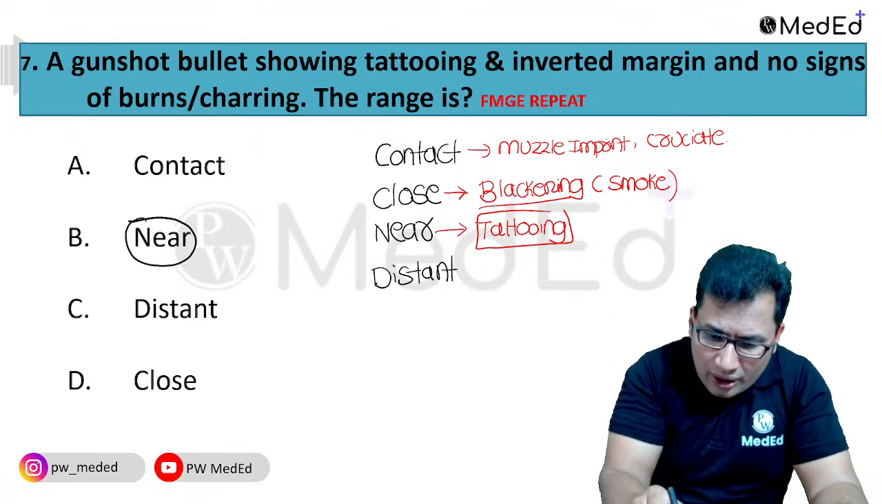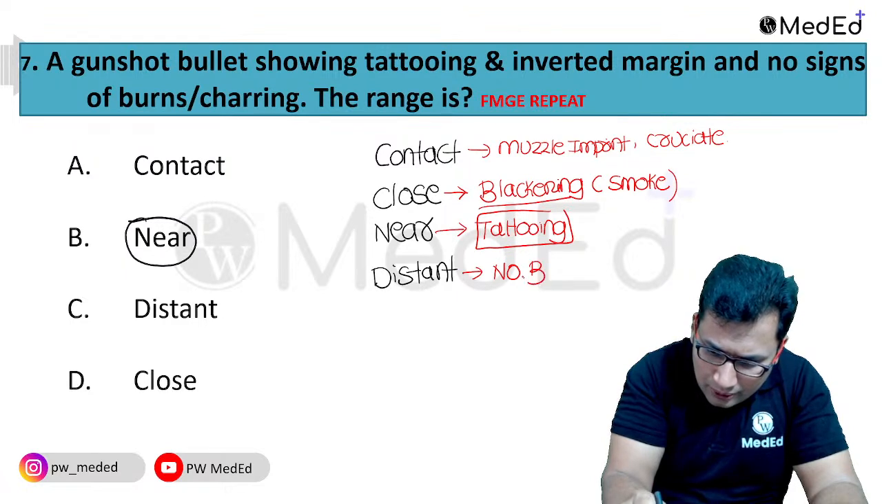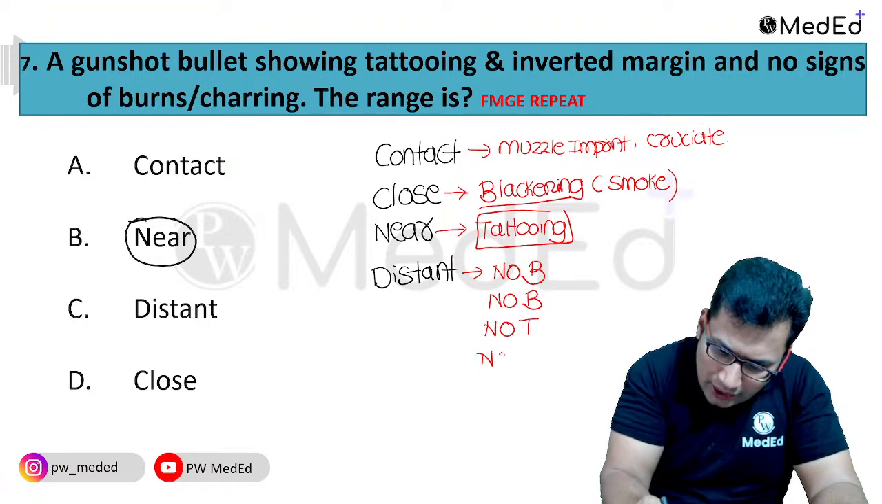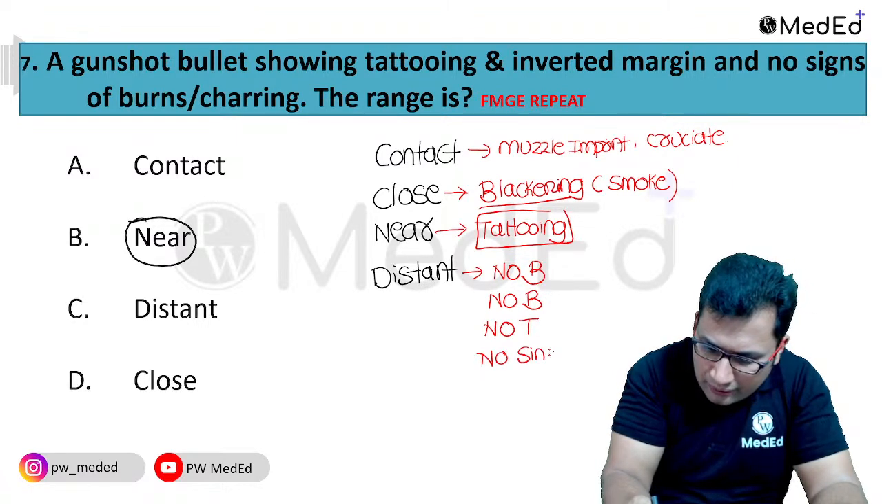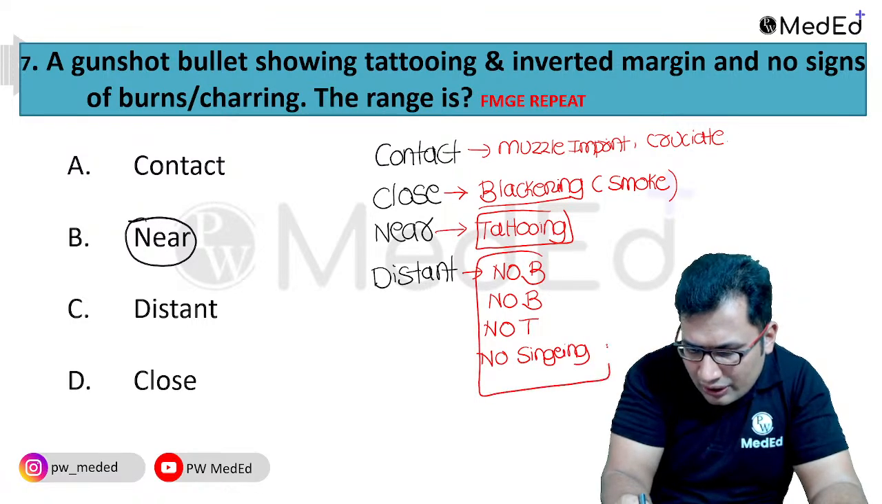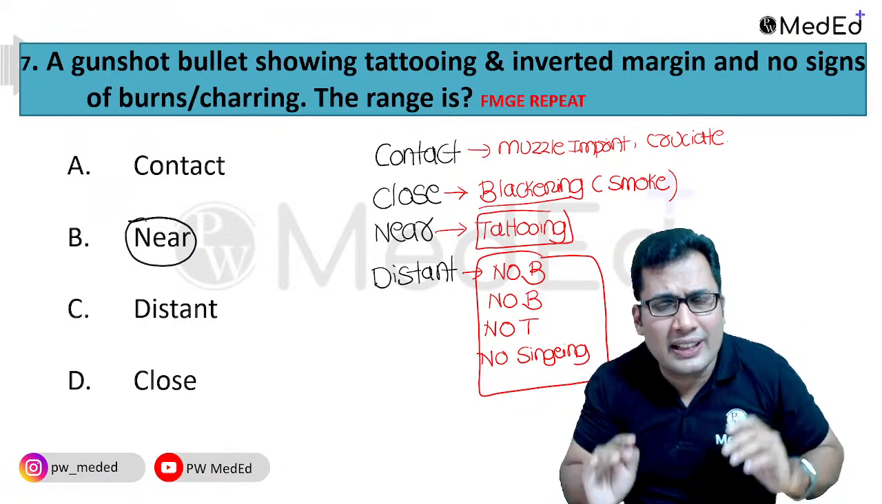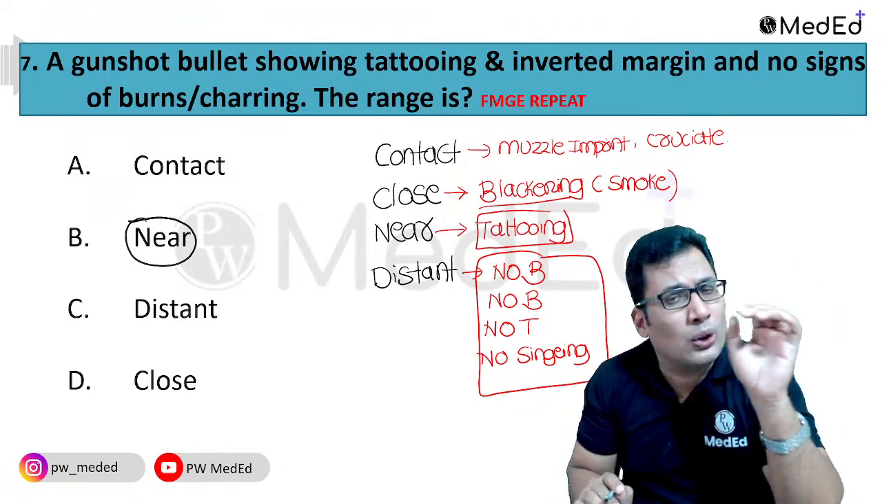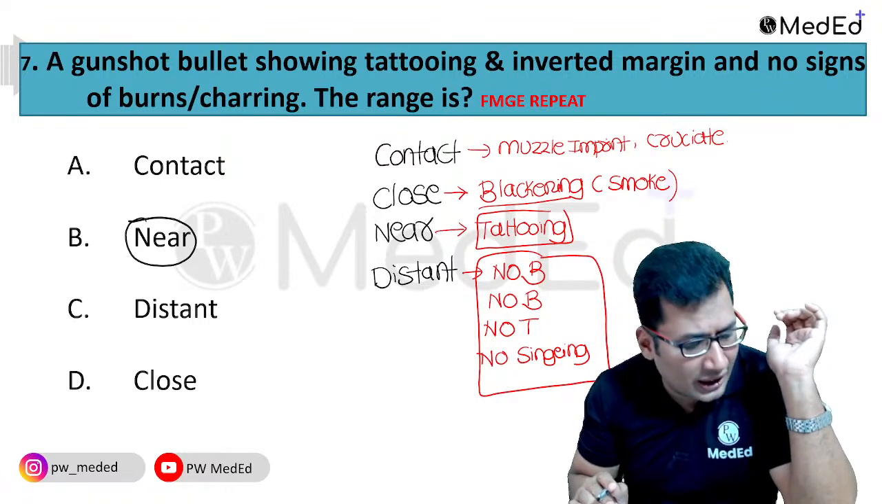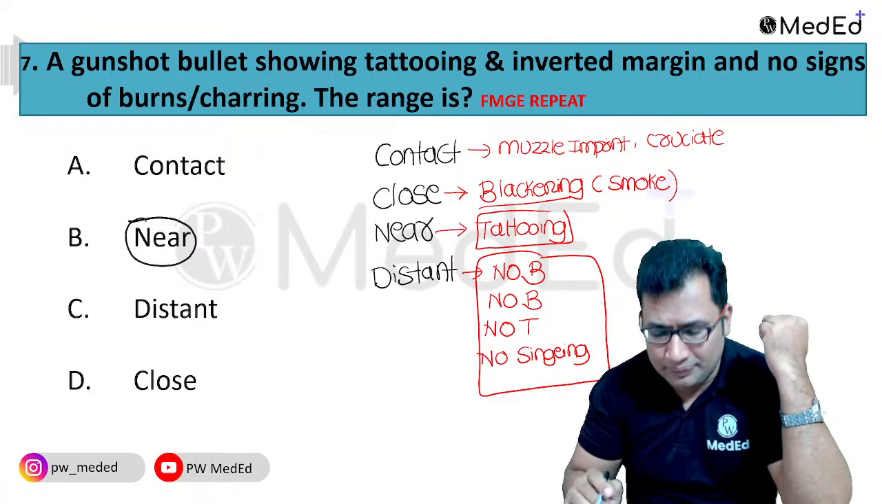In the distant shot, there will be no blackening, no burning, no tattooing, and no singeing of the hair. So you will see only the entry wound, inverted margin, abrasion collar, grease collar, but no burning, no blackening, no tattooing in the distant shot. So this can be asked in your upcoming exam.